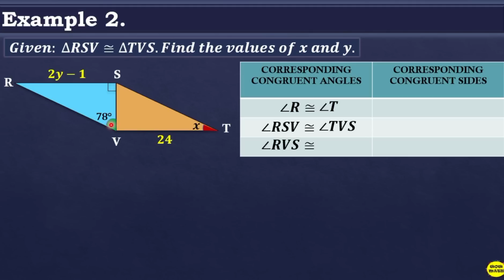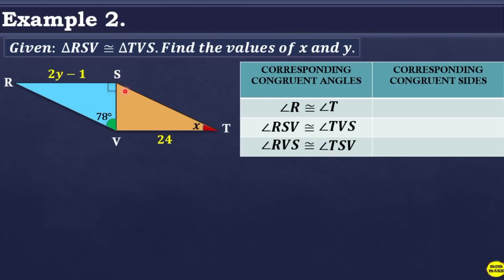Next, this angle. How are you going to name this angle? RVS. Ma'am, pwede po bang SVR? Pwede rin po. Okay, basta yung V ang nasa gitna kasi ito yung angle na tinutukoy natin. So, RVS is congruent to, dito siya nag-start, so dito ka rin po mag-start. TSV. Ibig sabihin, ito yung tinutukoy na angle. TSV. So, ito po yon.